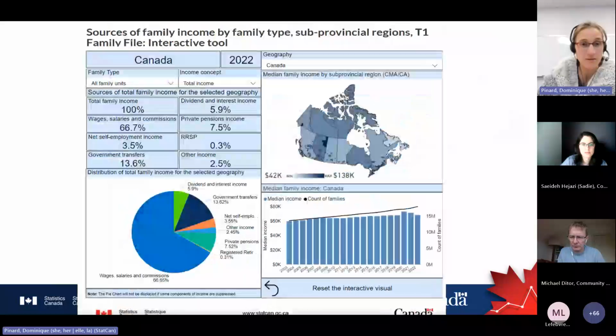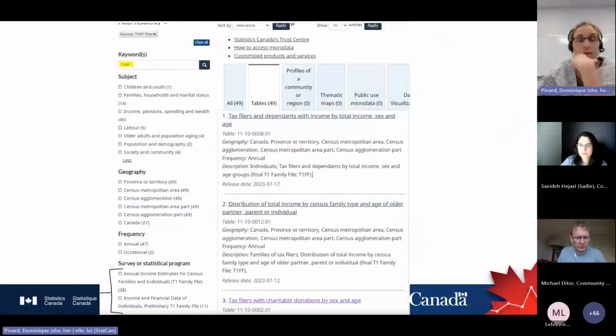Or maybe, you know what, I'm going to stop here for a few seconds. So this is what the page looks like when you go to the website and you try to get the data. If you type TIF in the search engine, in the keywords, if you look at the lower portion of the screen, you have survey or statistical program. And so the annual income estimates for census family is the final version of the T1 family file. And the income and financial data of individual preliminary T1 family file is the winter release. And so by doing that, you would be able to get all the information that's been released for free in one spot. So might make it a little easier.